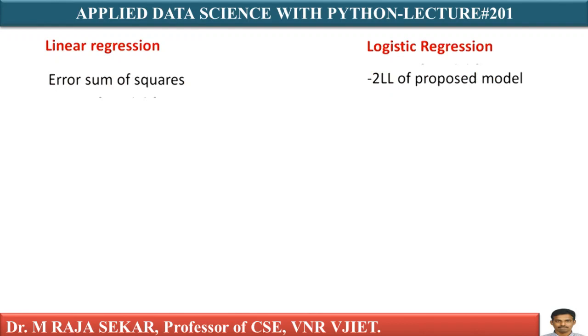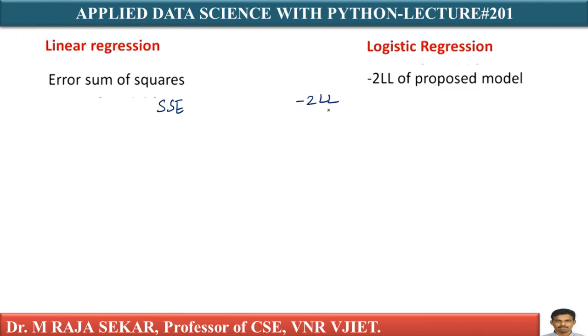Now, if you observe carefully, in the case of linear regression, there is something like error sum of squares. We already discussed this many times. I can say error sum of squares is similar to, in the case of logistic regression, something like minus 2LL of the proposed model. In linear regression, it is SSE. In logistic regression, it is something like minus 2LL.